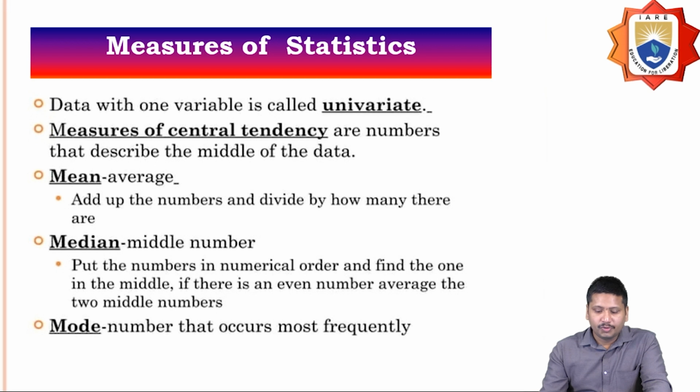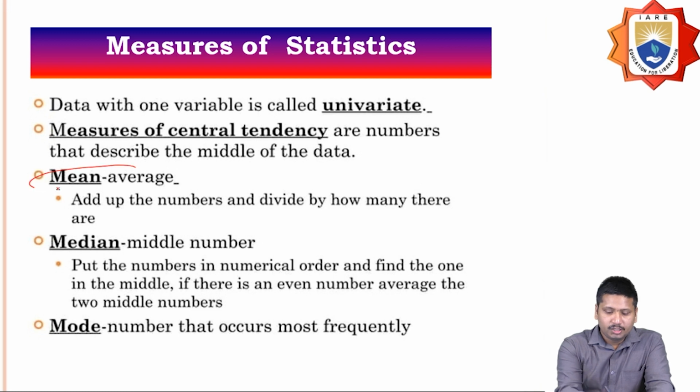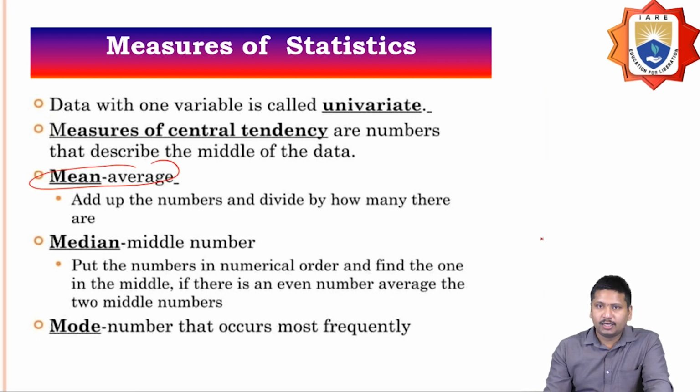Median: put the numbers in numerical order and find the one in the middle. If there is an even number of values, average the two middle numbers. Mode is the number that occurs most frequently. So some of the measures of statistics are these. The mean is nothing but an average. To calculate the mean, we sum the numbers, which is then divided by how many numbers there are.